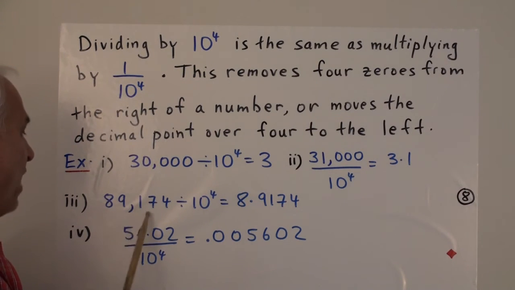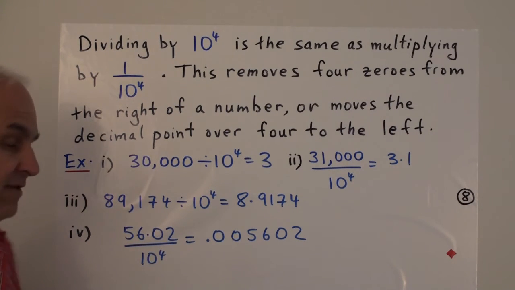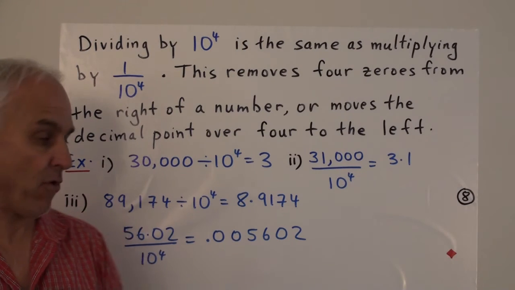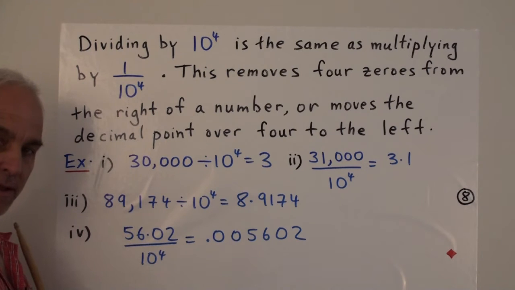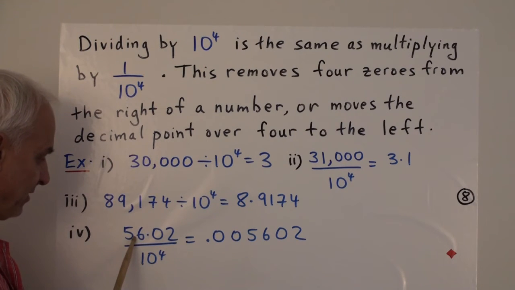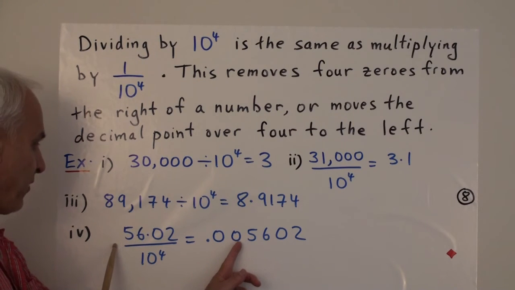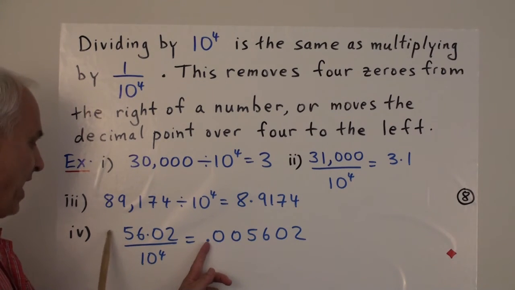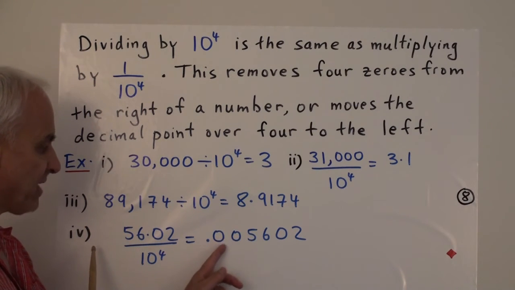How about 89,174 divided by 10 to the 4 again? There's a decimal point there. Over 4, we get 8.9174. Or 56.02 divided by 10 to the 4, or over 10 to the 4. There's a decimal point. We need to move it over 4 to the left. Once, twice, now it's there. 3 times, 4 times. We add some more zeros over here as placeholders, giving the decimal point some place to go.